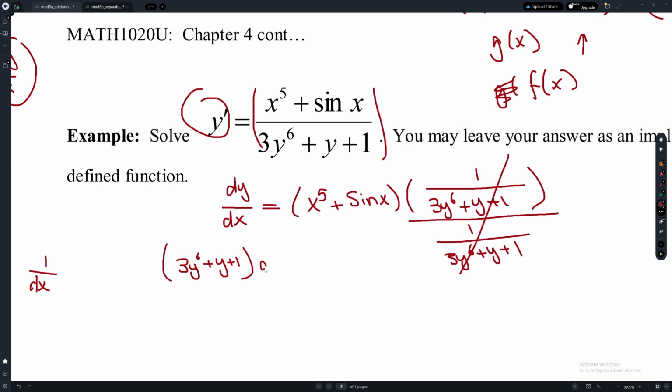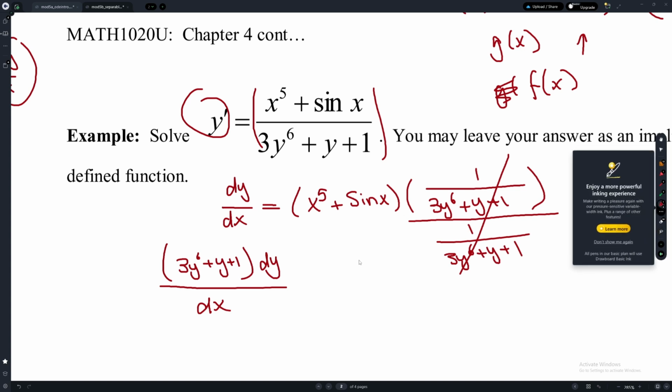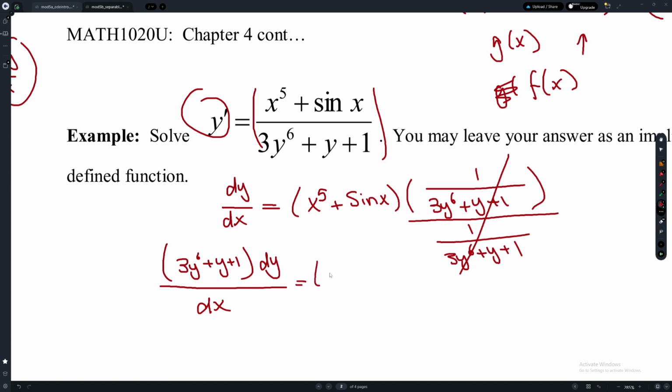All of this dy, right? I still have my 1 over x, so this whole thing is over dx. That didn't go away. I just put it aside so I can show you the simplification of what I did with the 1 over. All right, and now this is actually equal to x^5 plus sine x. All right, I'm going to use a different color to separate these. Okay, these are 2 separate.